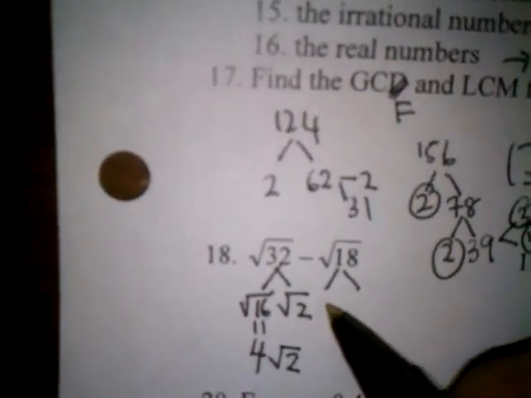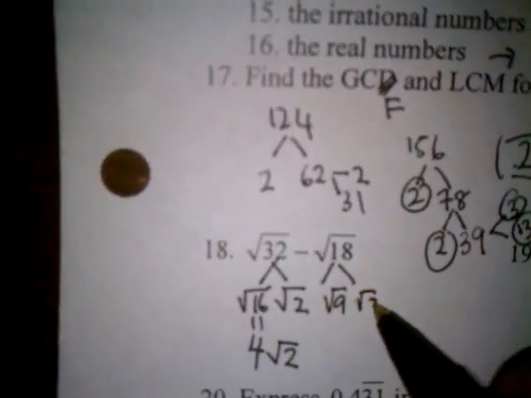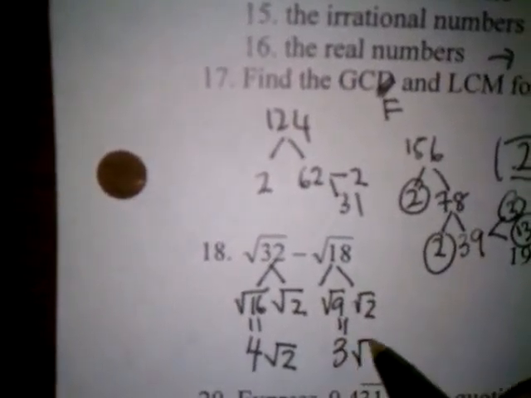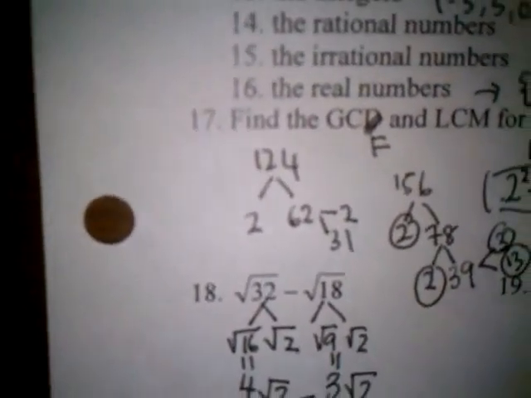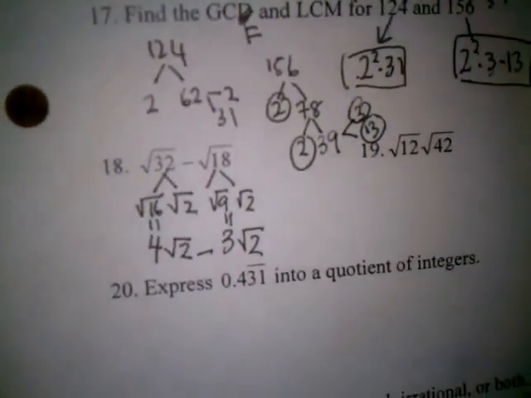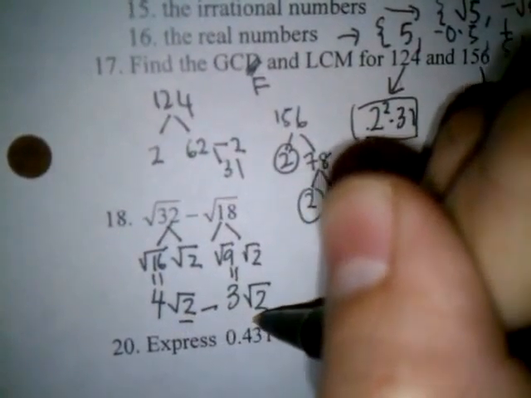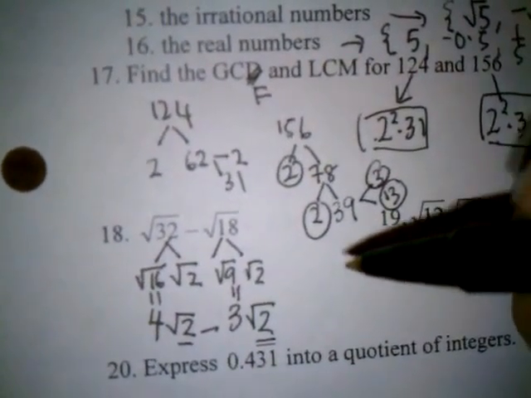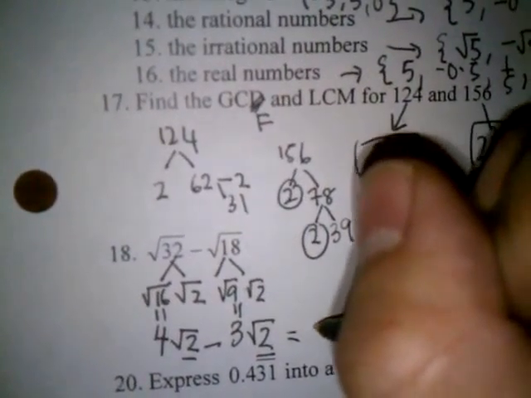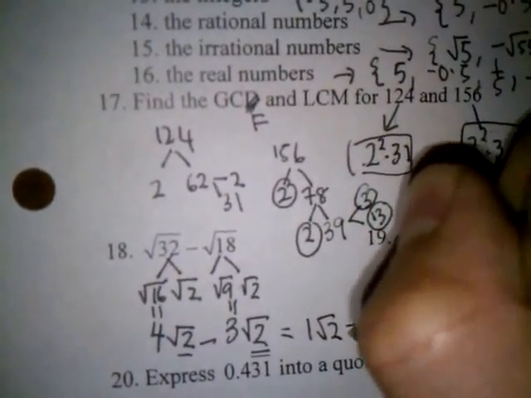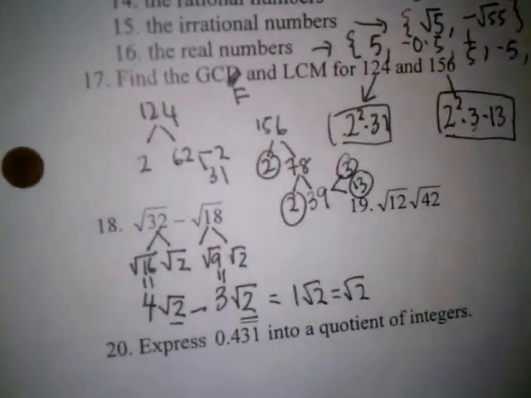For 18, the perfect square is 9 and 2, which is the same thing as 3 root 2. Since we have a subtraction there, and we have the same radical, root 2 and root 2, we can subtract 4 and 3, which is 1 root 2, which is the same thing as root 2.